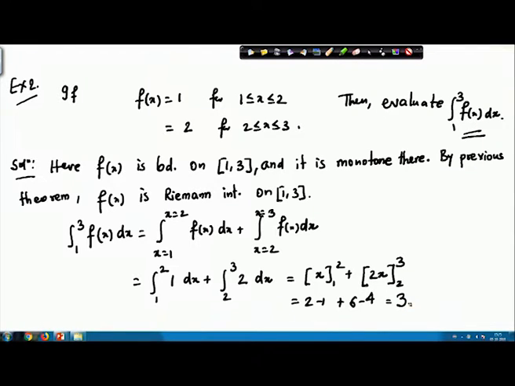So the answer is 3. Yes. So you see, first of all we have to check whether the given function is bounded and monotonic or not, or whether it is continuous or not, so that we can at least talk about whether the function is Riemann integrable or the integral at all exists. And once we have that, then we can calculate the integral the way we please. So this is one such example where we use those theorems.